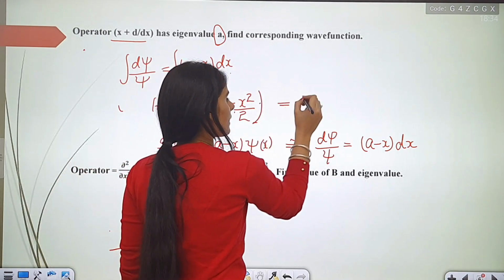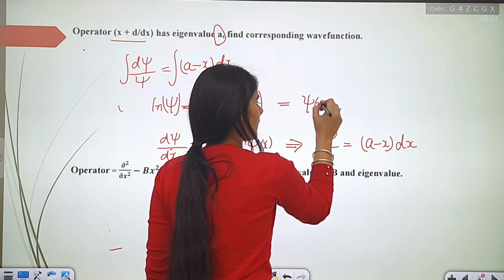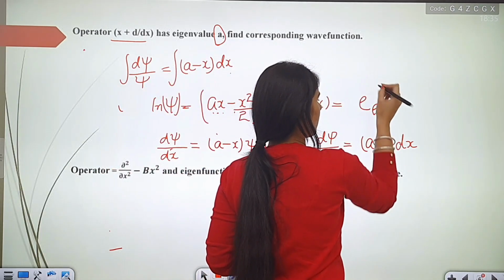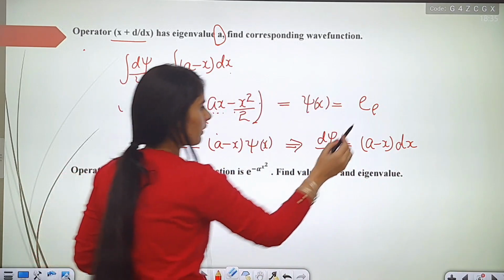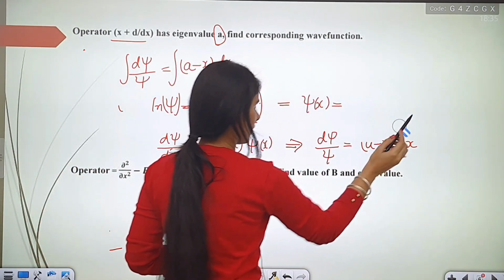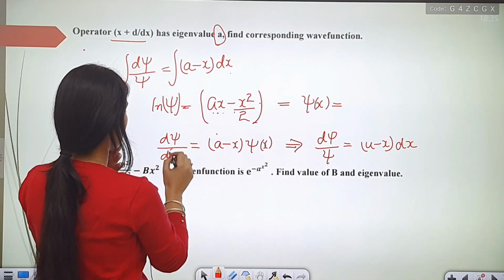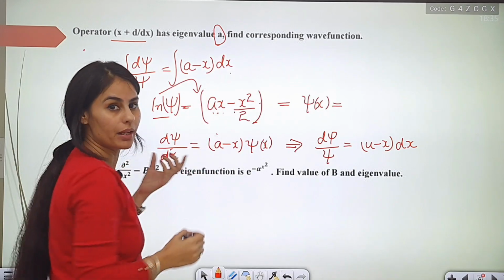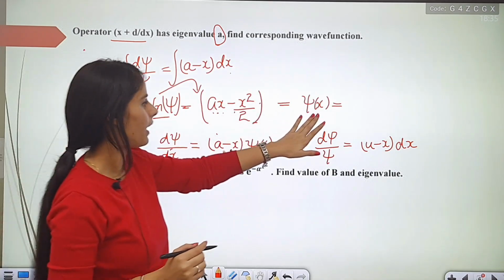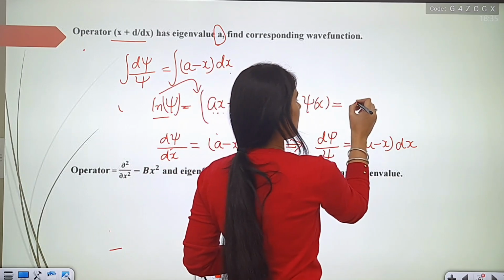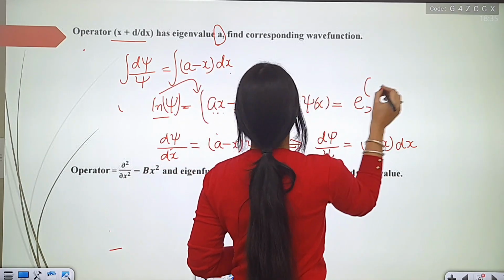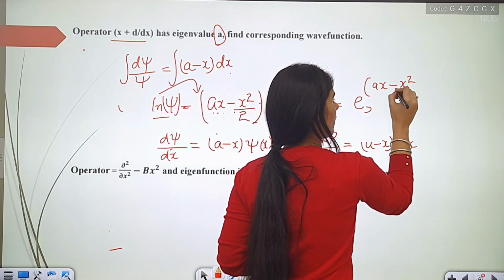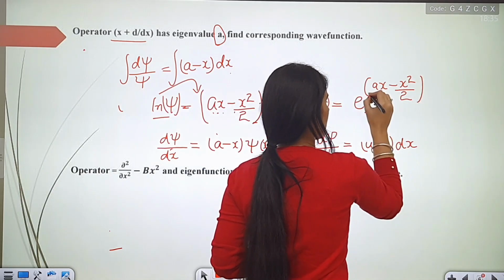Okay, so we will get psi of x from here. The natural log will go this side and it will become an exponential, and we will have psi of x is equal to exponential e raised to power Ax minus x square by 2.